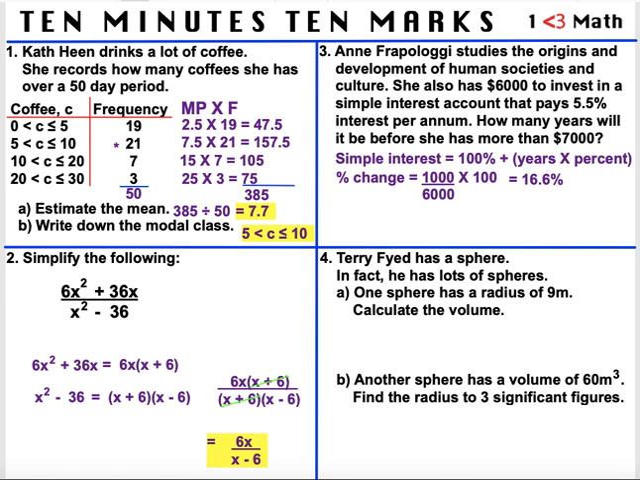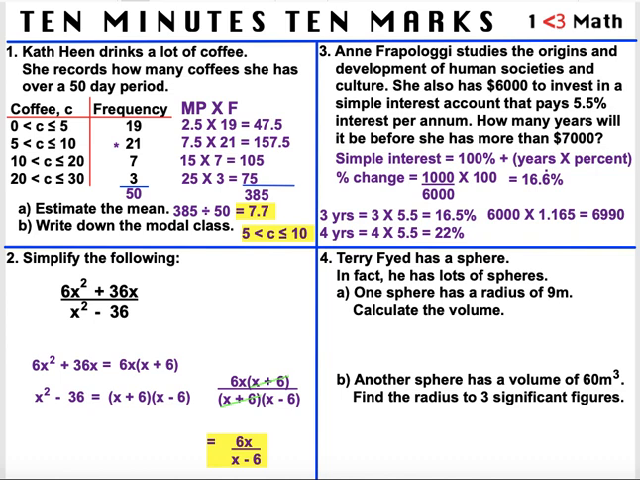So for 3 years, it would be 3 times 5.5, and that would be 16.5%. So that wouldn't quite be enough. But for 4 years, 4 times 5.5% would be 22%, and that would be the point where it would become more than $7,000.